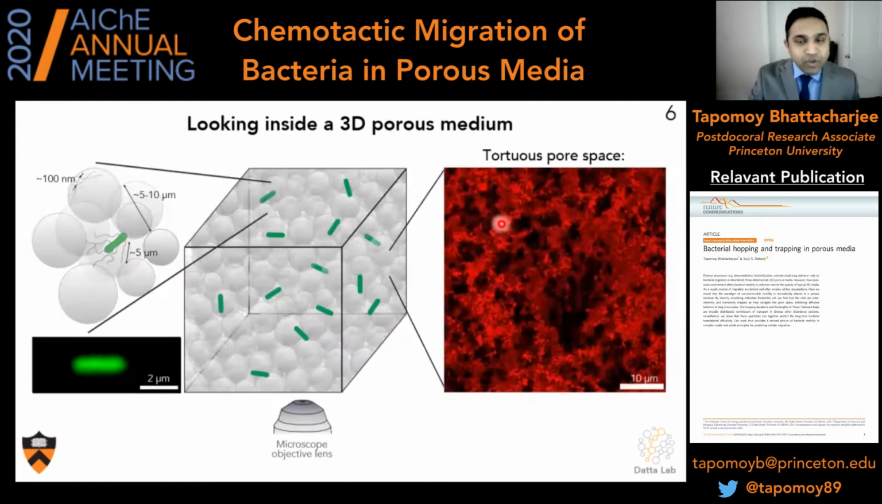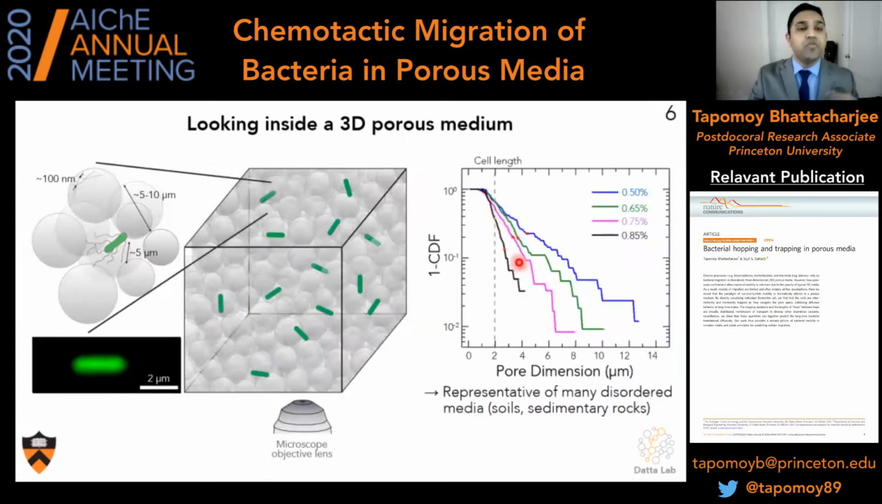We can even track individual tracer particle motion to measure the pore size distribution, and we find the pore sizes in this system are exponentially distributed, much similar to any other random porous media. And we can control this pore size distribution by simply changing the overall mass fraction of the hydrogel particles. Now we have a transparent porous media where we can visualize bacterial motility, and that's exactly what we do.